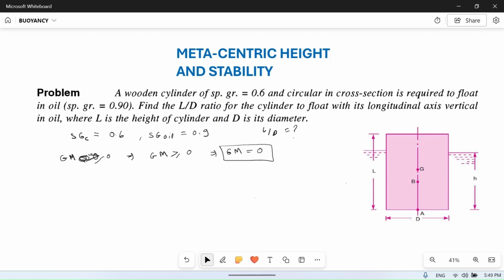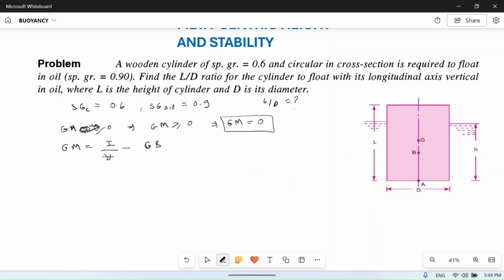Okay, so how to find the metacentric height? The metacentric height GM is equal to I by V minus GB, or BG. GB or BG is the distance between the center of gravity and the center of buoyancy. So how to find these things? First of all, V is the volume of liquid which is displaced by the cylinder. So how to calculate that?